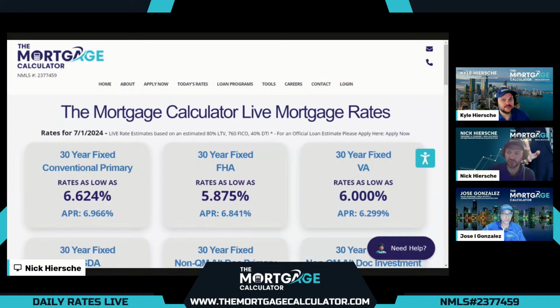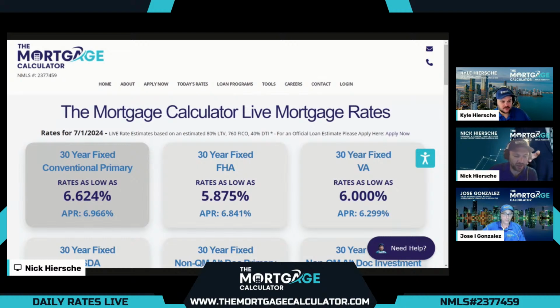So typically the first option for most borrowers and the most common loan type here, a 30-year fixed conventional loan for a primary home. And today rates come in at 6.624, final APR 6.966. It jumped up a little bit from last week as some of the news changed the sentiments here.